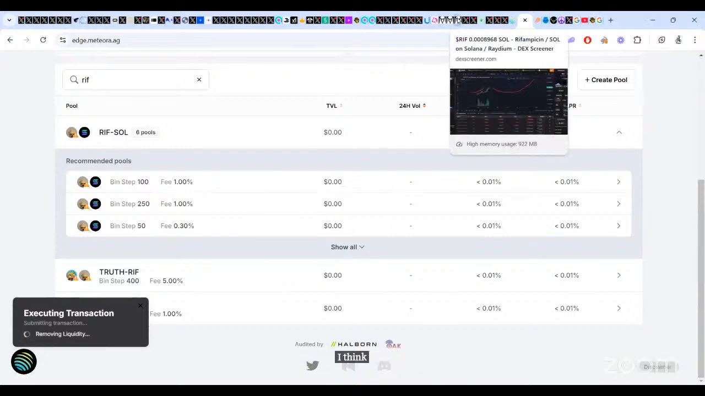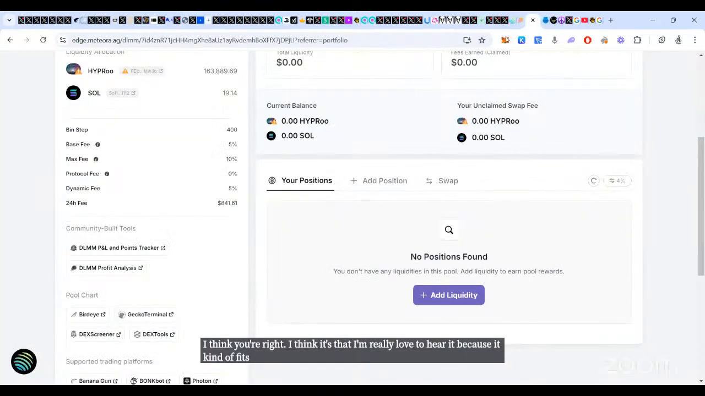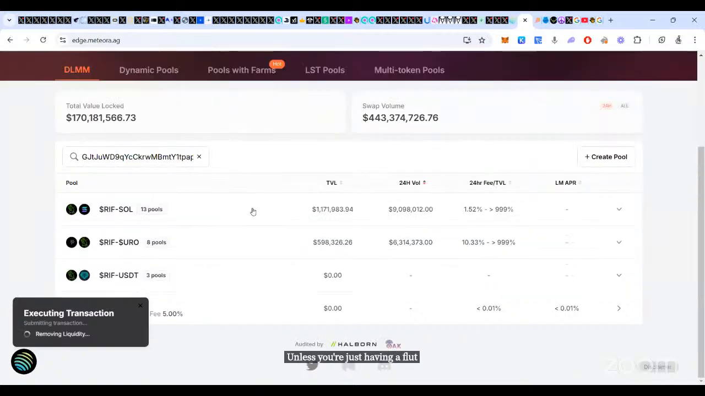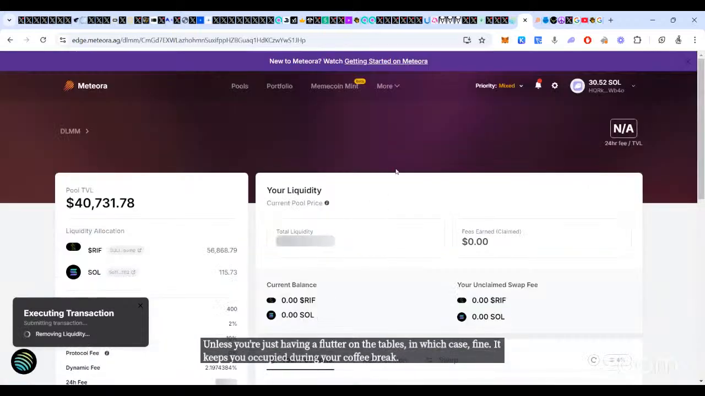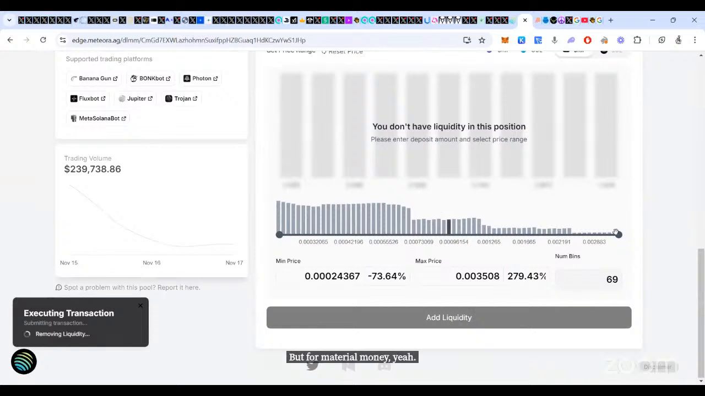I think that's right, and I'd love to hear it because it fits into what I was thinking about. If you're not happy to leave it overnight, you probably shouldn't be in it, unless you're just having a flutter on the tables, in which case, fine. It keeps you occupied during your coffee break. But for material money, yeah, this makes a lot of sense.